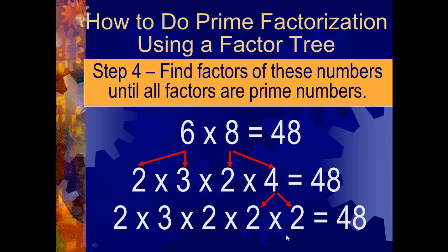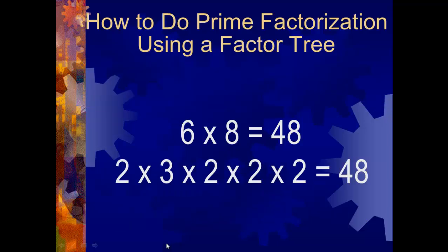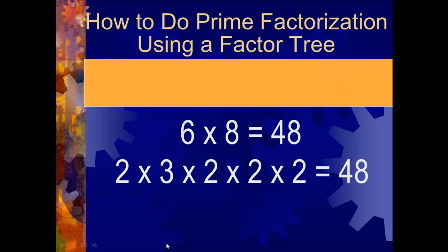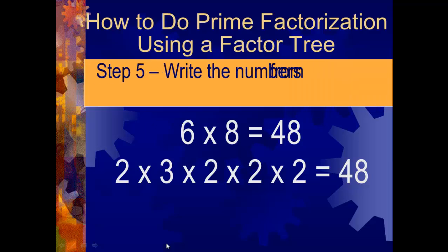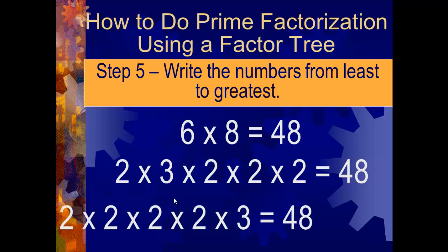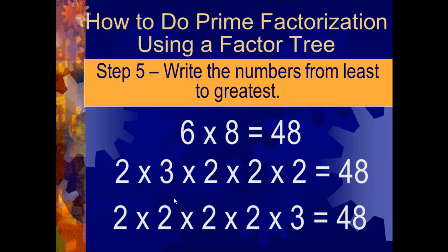So the prime factors of 48 are these factors. Okay? Again, this is the last step. Okay, from least to greatest, 2 by 2 by 2 by 2 by 3 is equal to 48. This is the last step, step 5.